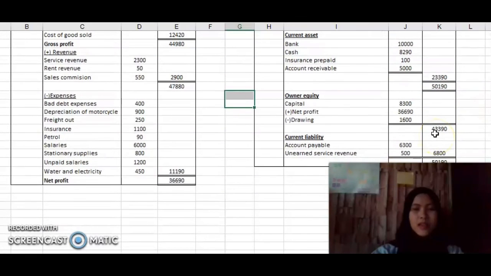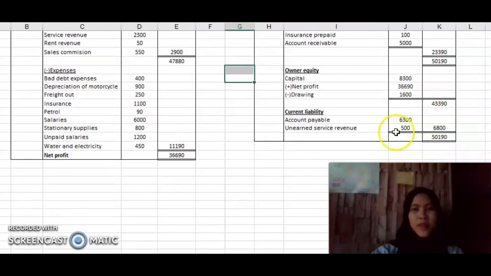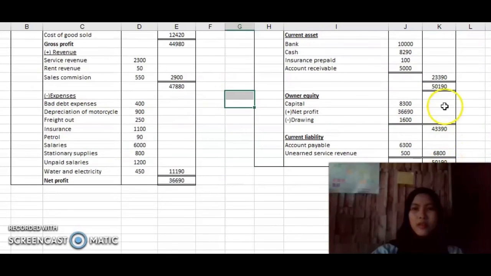And then current asset plus non-current asset, and we got 50,190. Next is owner equity. Capital plus net profit. Net profit we got from statement of profit or loss, which is 36,690 minus withdrawing 1,600, and we got 43,390. For current liability, account payable plus unearned service revenue, we got 6,800. And then we plus 43,390, and we got 50,190. This amount should be the same. That's all.